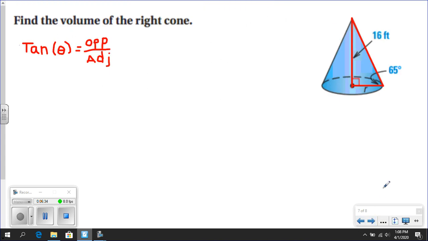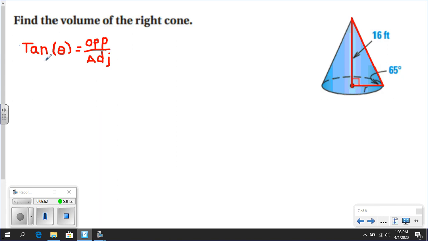Find the volume of this right cone. This problem's a little tricky. This time we know the height, it's 16. We do not know the radius. However, they do give us the angle measure here, which means we're going to need to use tangent.